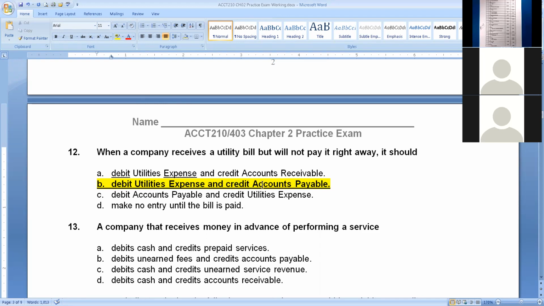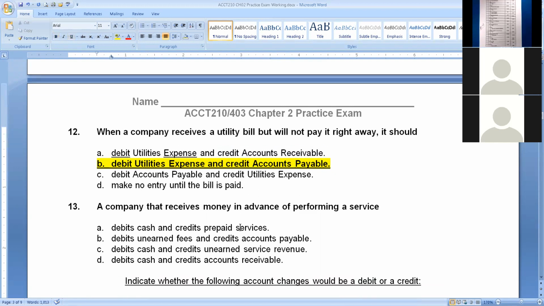But we're also going to have accounts payable, credit accounts payable. Accounts payable is going to go up. You can go look at accounts payable and see that it's going to go up with a credit. This would be accounts receivable. This is if someone owes us. So that wouldn't be it, and they're not going to owe us, and that would be decreasing it anyway.